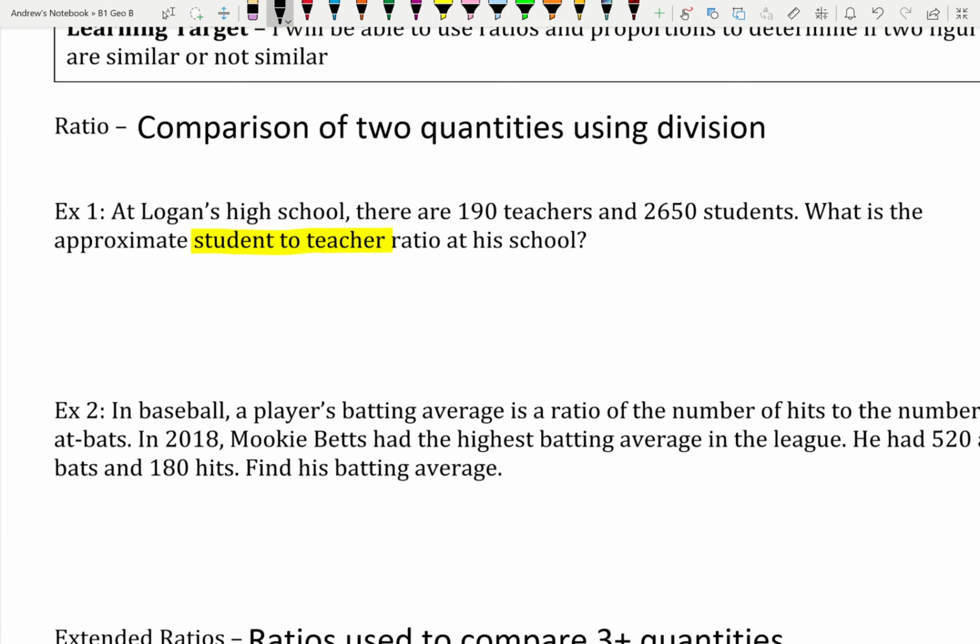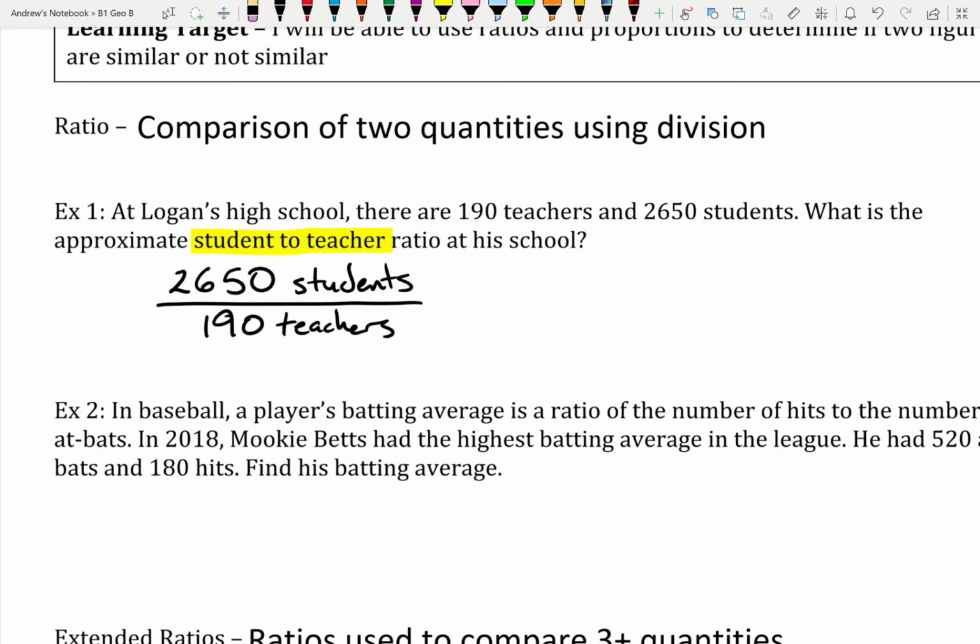Because it's student to teacher, we take the student number, 2,650 students, and divide it by the number of teachers, 190. Oh wait, hold on, I misspelled that a little bit. Yep, so we have 2,650 students and 190 super cool people.